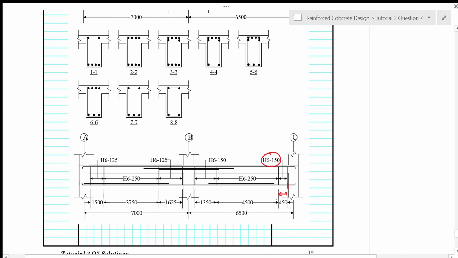Okay, so 450 is 3 times 150, so we have 4 links there with spacing of 150, and then the rest of it is H6 at spacing of 250.